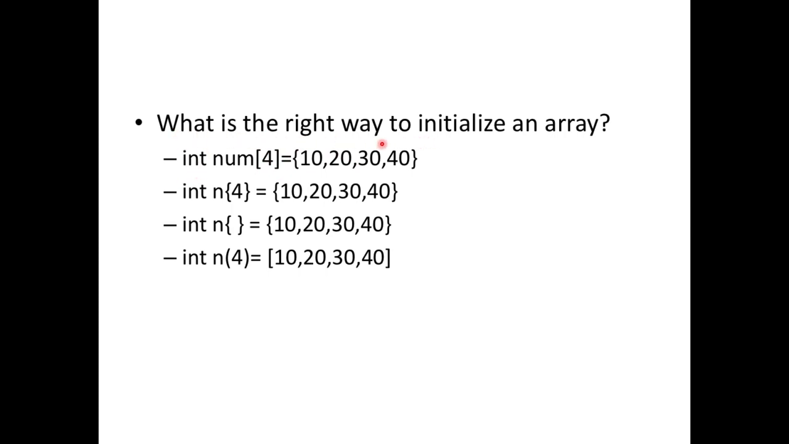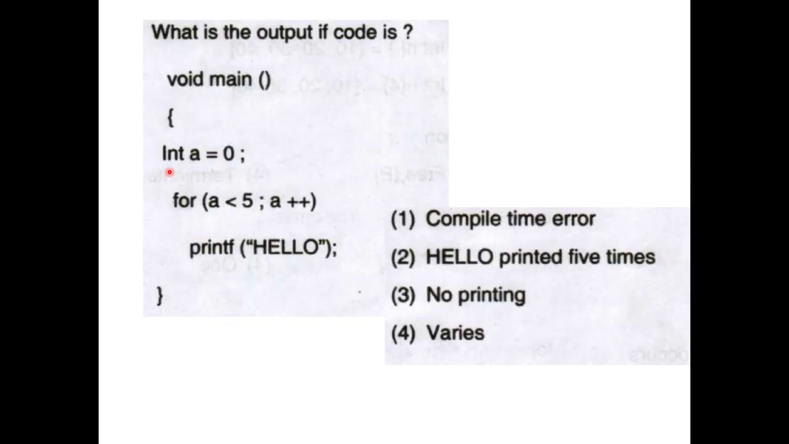What is the right way to initialize an array? So it is the int num with 10, 20, 30, 40. So it's the first option. Fine. So let us move to the next slide. So here is something interesting with the coding stuff. So you can go through it for a second.